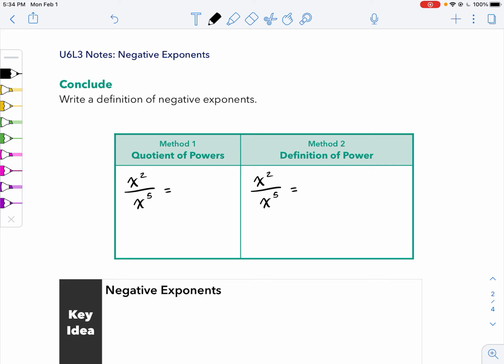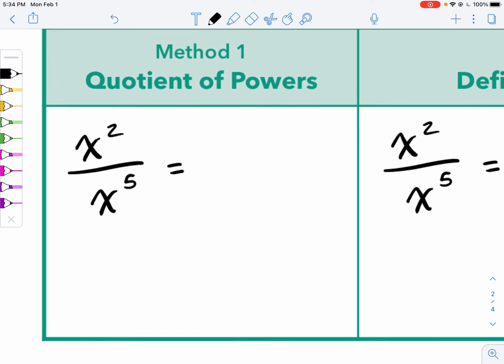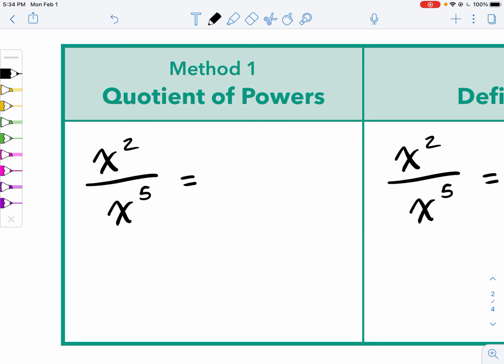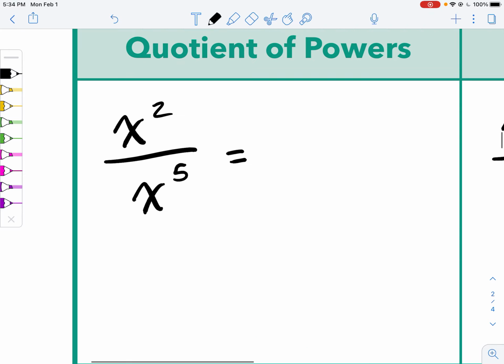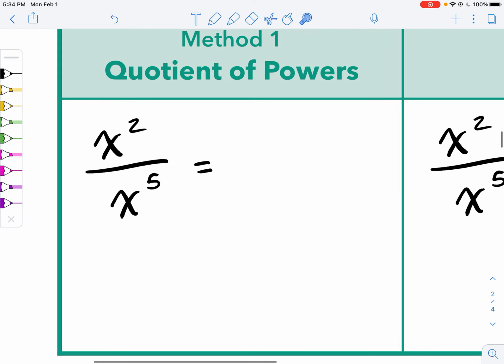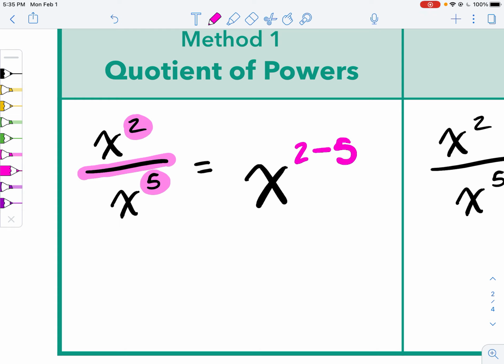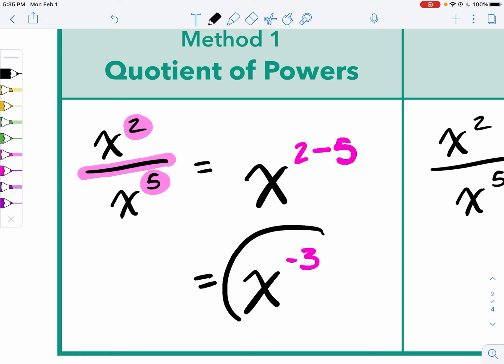Now we can use that pattern to figure out what negative exponents tell us. Let's look at this backwards: x squared divided by x to the 5th. If we look at our quotient of powers rule that we talked about yesterday, we take this minus sign and get 2 minus 5. So that's x to the power of 2 minus 5. And what's 2 minus 5? It's -3. So we get x to the -3rd power.